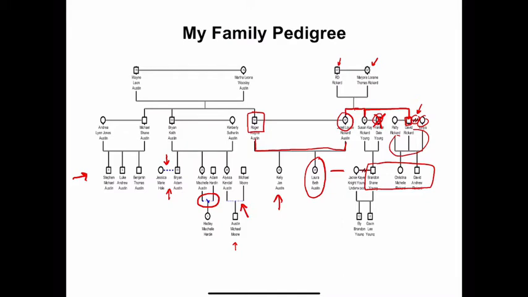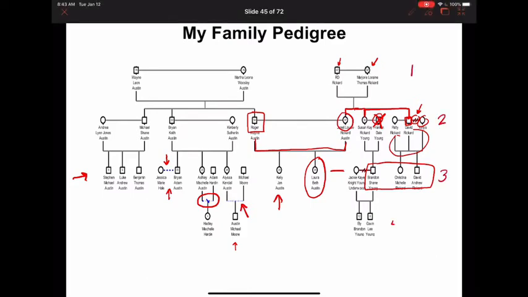So that is a family pedigree. How many generations do you see here? You should say 4 generations, right? 1, 2, 3, 4 generations.